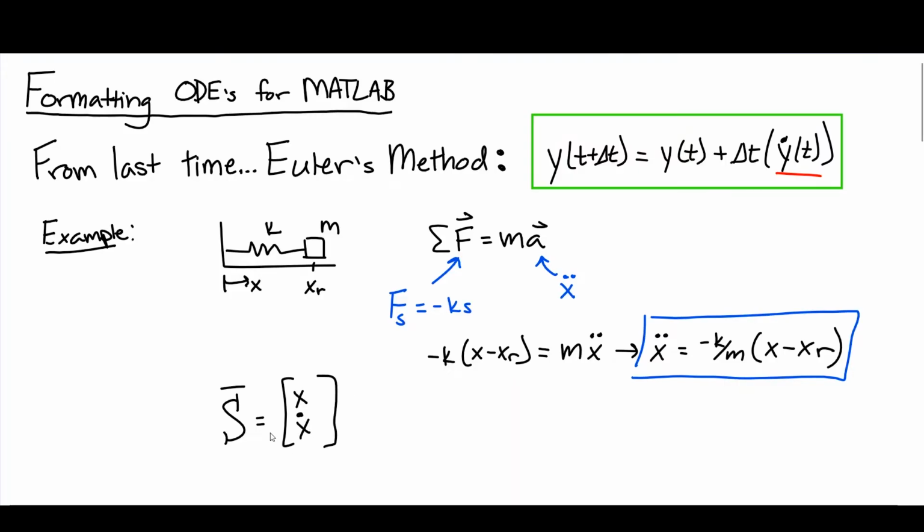Meaning, if I have my state vector at some given time t, so if I know x and x dot and wanted to take the derivative of it to get script s dot, that would represent x dot and x double dot. Well, this equation x double dot is exactly what I just solved for. So this is two first order differential equations that I could write out to describe this second order differential equation.